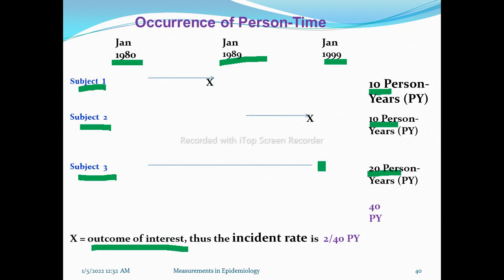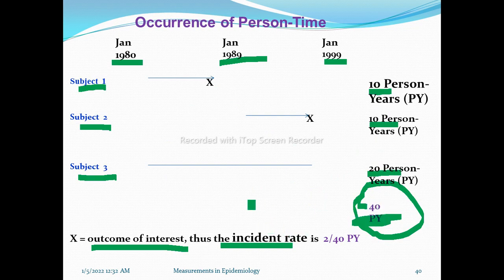So this is unknown. The incidence rate is the occurrence of new cases over person-time of observation. To get person-time of observation, you have to sum these three individuals or study groups. So 10 plus 10 is 20, 20 plus 20 is 40. So 40 person-years. All individuals were followed for 40 person-years.